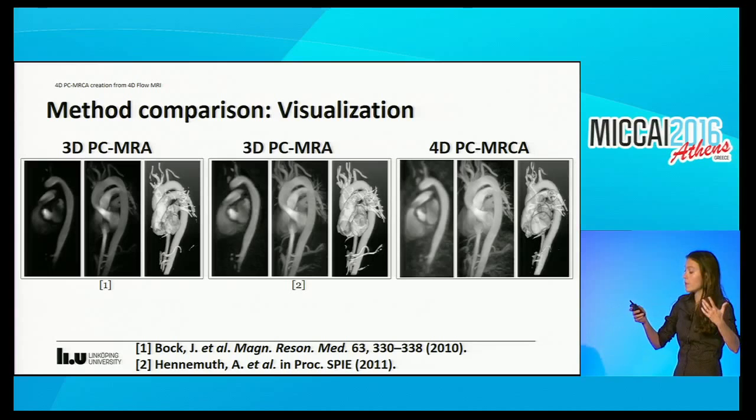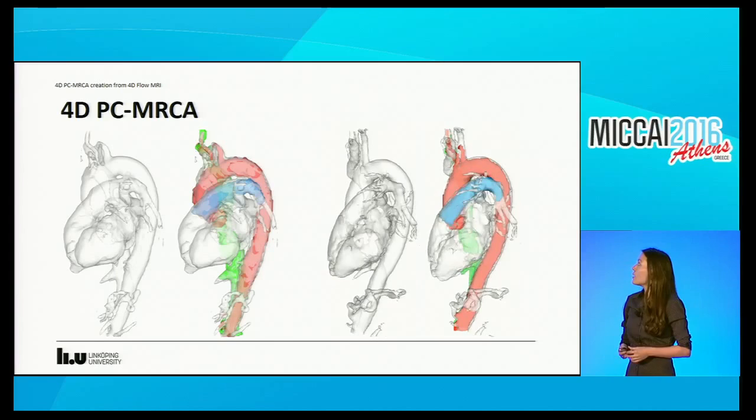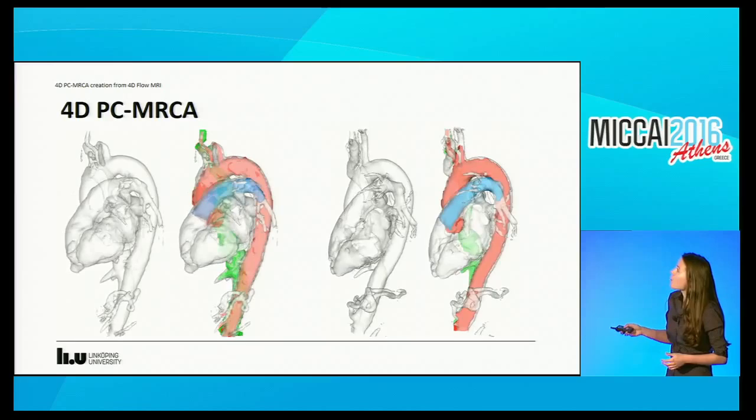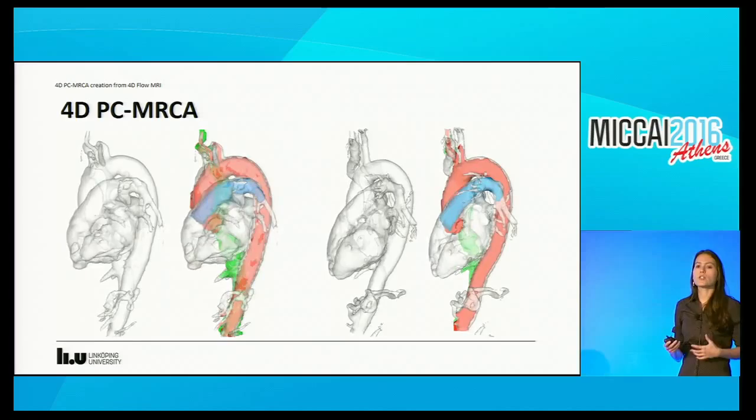With the 4D PC-MRCA, we have a specific volume for each time frame, and we can create visualizations that show us what exactly is happening with the heart as it's beating through the cardiac cycle. So this is how it looks in two data sets. To the left is just an isosurface, and to the right, we have also segmented the aorta, pulmonary artery, and cavo veins. We can see that there is a lot of motion happening in the vessels as well, not only in the heart. And this is motion that is usually not taken into account when doing calculations with PC-MRA data.